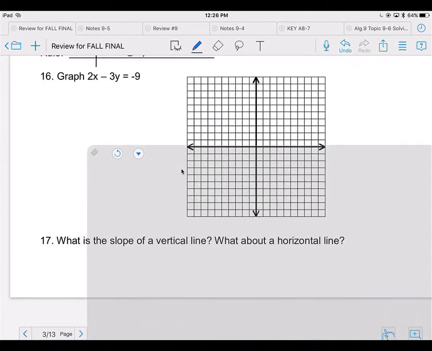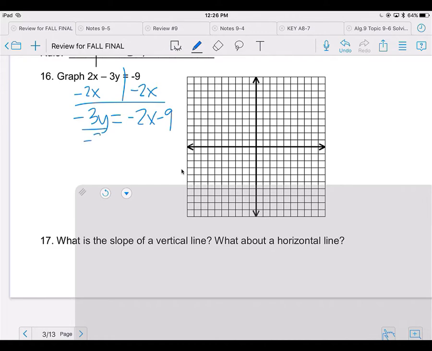Problem 16 asks us to graph. In order to graph, we have to solve for y. So negative 3y equals negative 2x minus 9. Divide everything by negative 3. Y equals 2/3 x plus 3. So I start up at 3, up 2, right 3, up 2, right 3. There's my line.